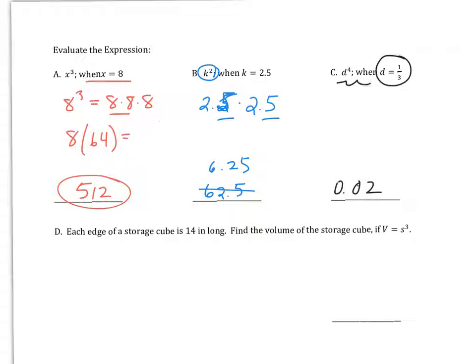So let's start with the evaluating. The evaluating simply means that we are going to change the letter to its actual value. So what does D equal? Just look at the question. What does D equal? 1/3. 1/3 to the 4th power. Now, what does that mean? Hopefully you're all saying 1/3 times 1/3 times 1/3 times 1/3, right?